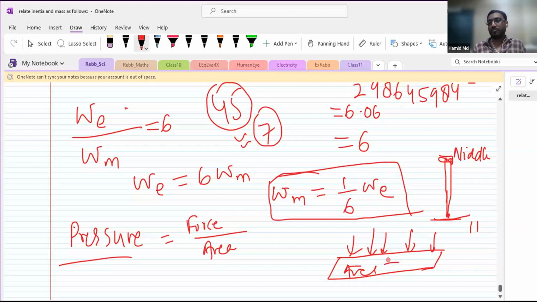This large sheet will float on the water, right? But when we drop this needle, it will sink. Why? Because the pressure will be distributed all over the surface area, but here it won't be like that. So the needle will sink and the large plate won't sink. So this is force per unit area.